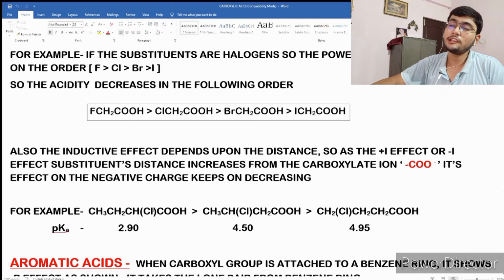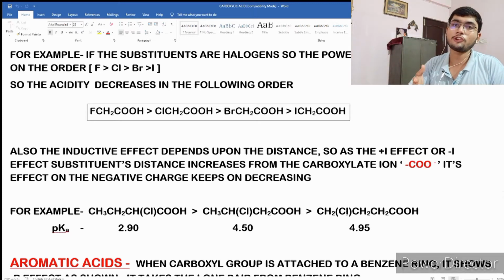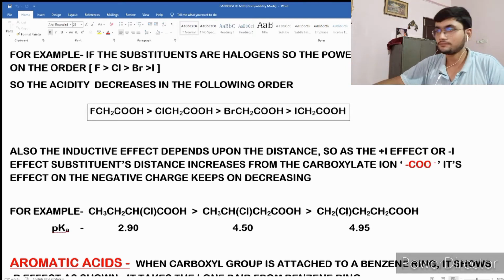Now if I attach this chlorine to this carbon instead of this carbon, like here, the pKa value increases, and if I attach the chlorine atom to this carbon atom instead of this, the pKa value again increases. Now you know that the larger the pKa value is, the weaker the acid is. So you see the acidity decreases even though it is a plus I effect group. Okay, but because the distance of the plus I effect group is increasing from the carboxylate ion or the carboxylic group, that's why the acidity is decreasing.